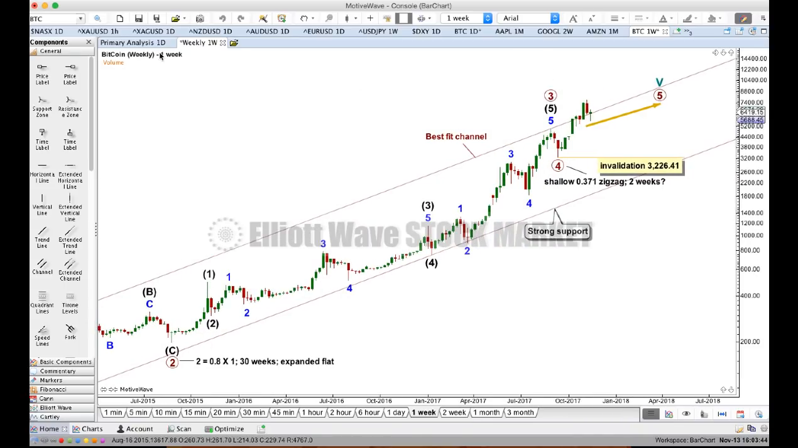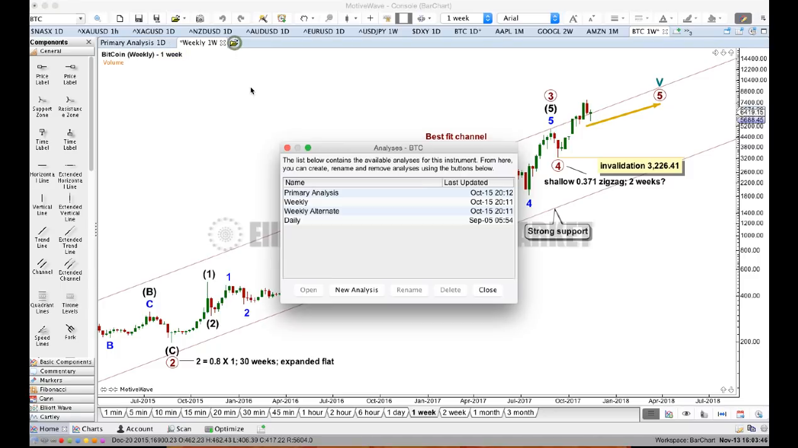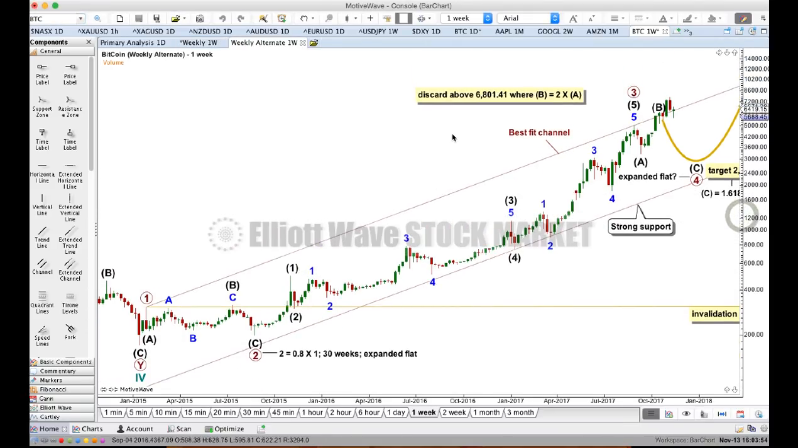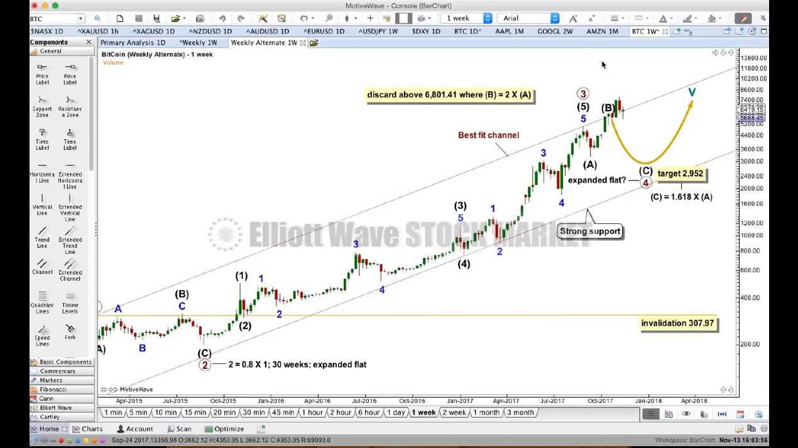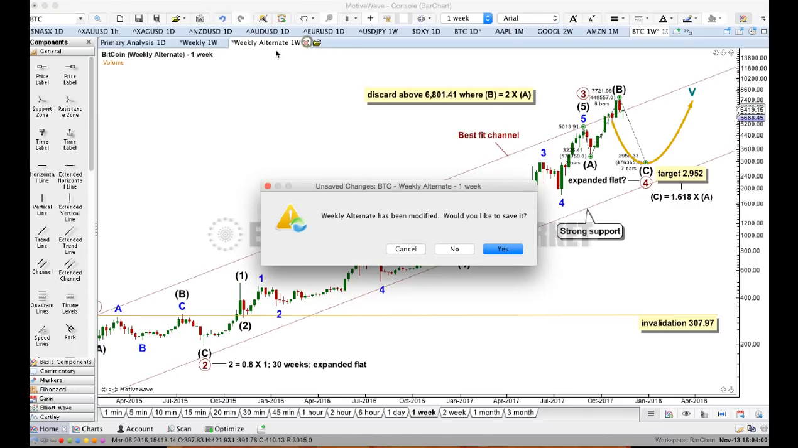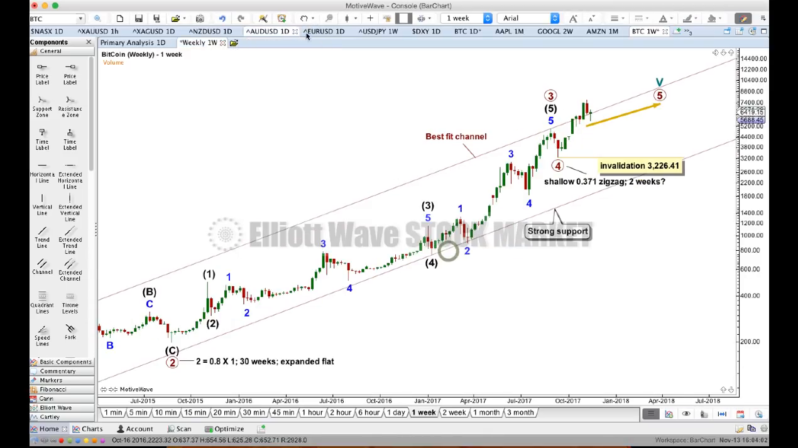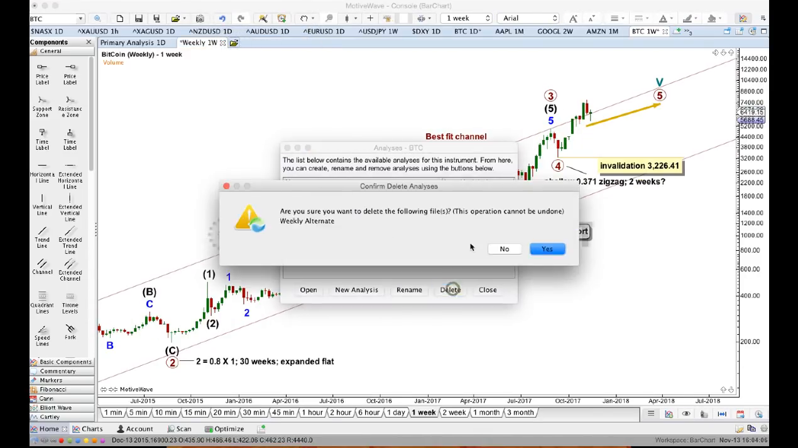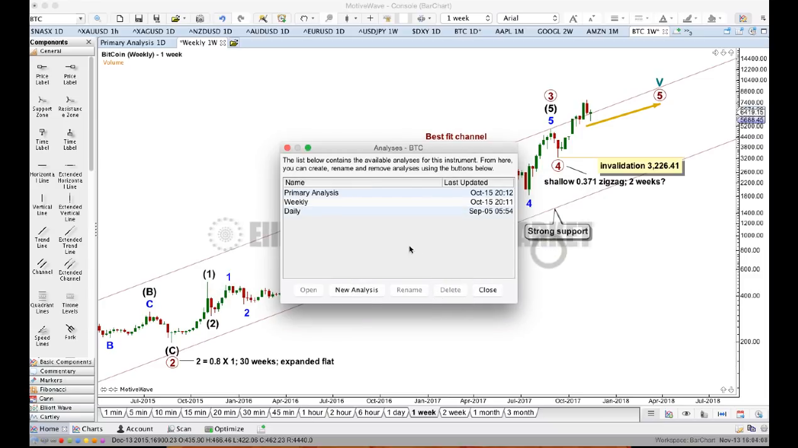And so it looks like my targets were wrong. What other wave counts do I have here? Weekly alternate. What was my target for Bitcoin? 6801. Oh yeah. Okay, let's discard that. No, don't bother saving that. Let's discard that weekly alternate. I didn't think it was very likely anyway.